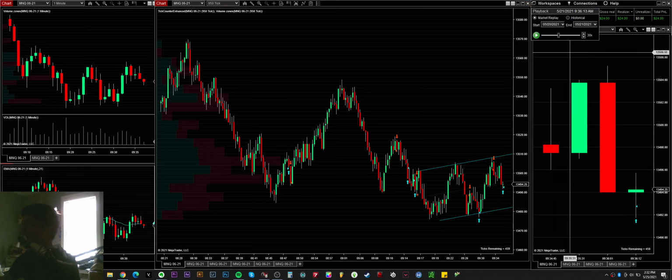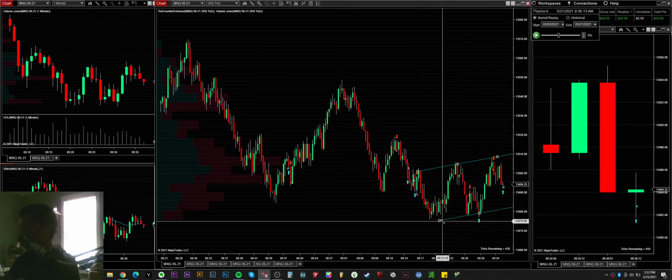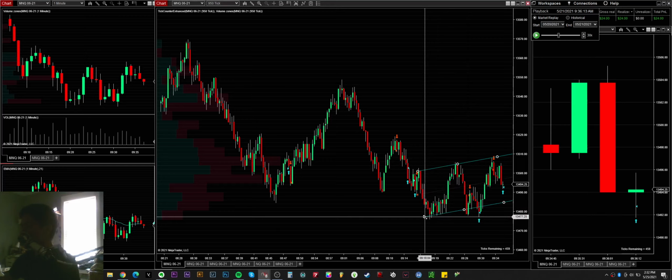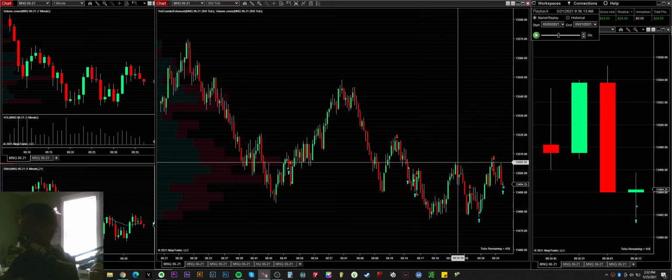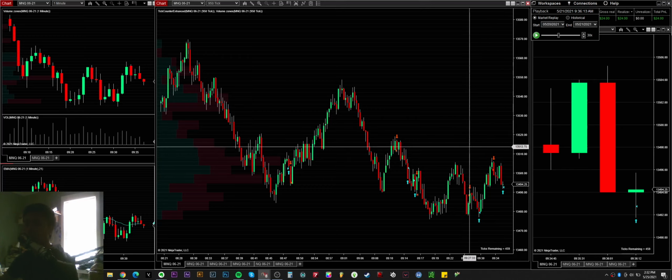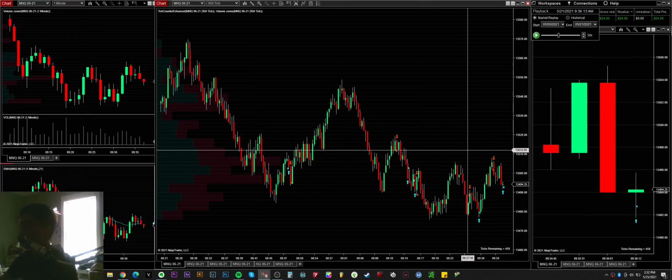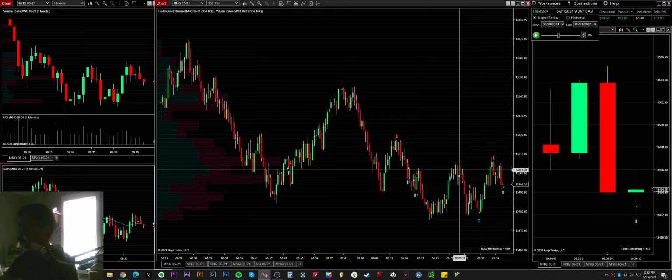Oh wait, we got it. Okay, cool. So it has to be an actual clear trend. This one's not super clear. It's just higher highs that keep pushing up. It's not really a trend. Yeah, it's more congestion than anything.